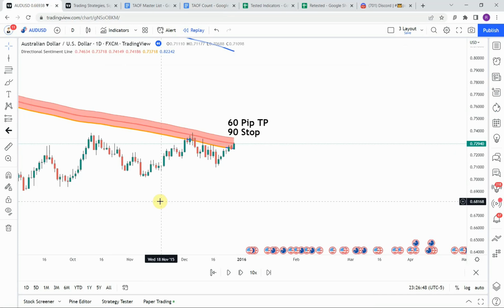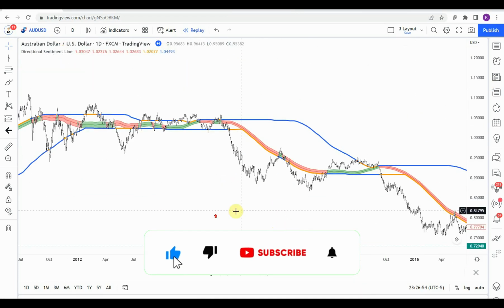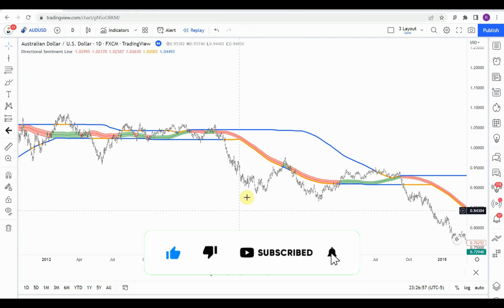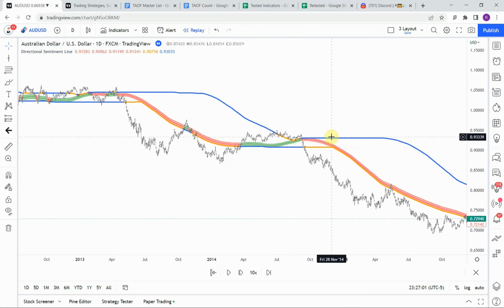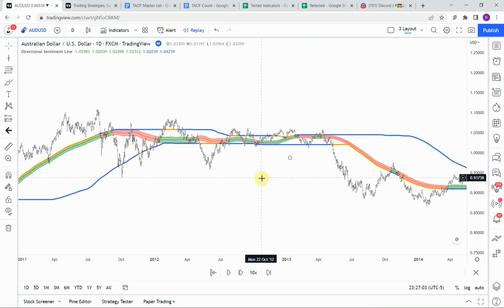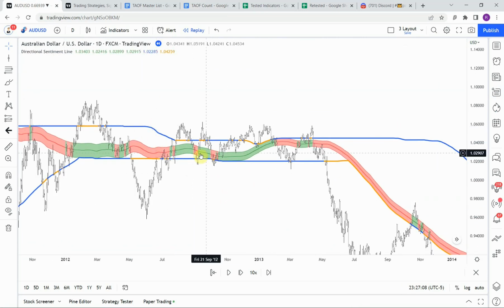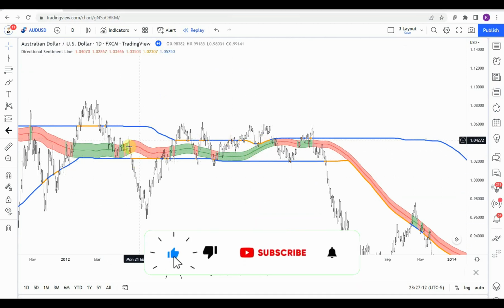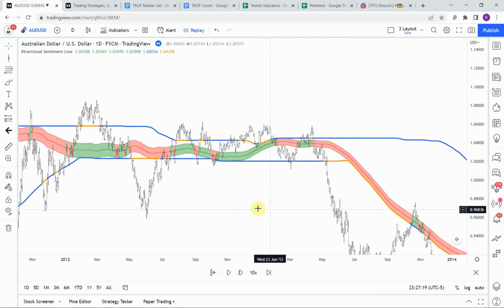Alright, so today's indicator is the directional sentiment line indicator. Let me scroll back here and zoom in on this just a tad bit more. And so you can see here that we have a few different lines. We have this upper band and this lower band here. If you zoom in on this part right here, you can see it a tad bit easier. So this upper band and this lower band that is blue and orange. And then we have this band here snaking through the center of these two lines.